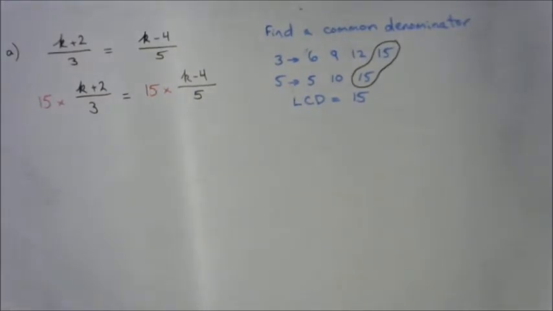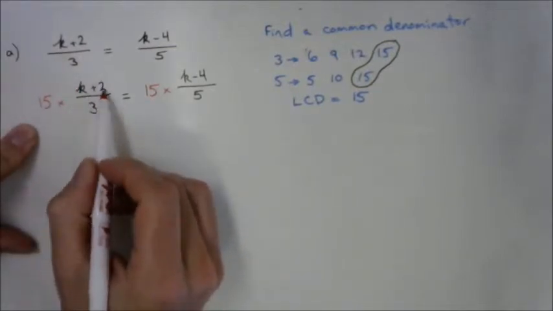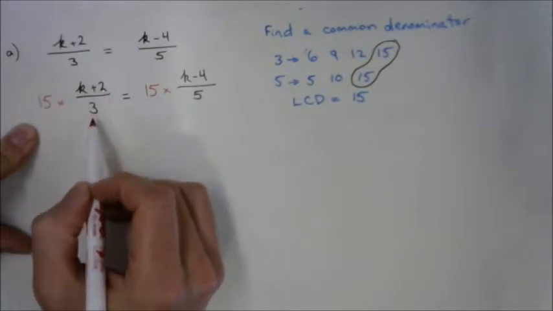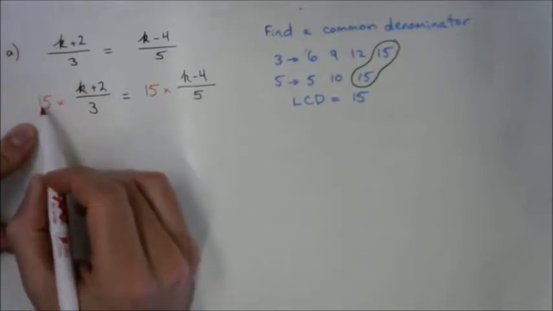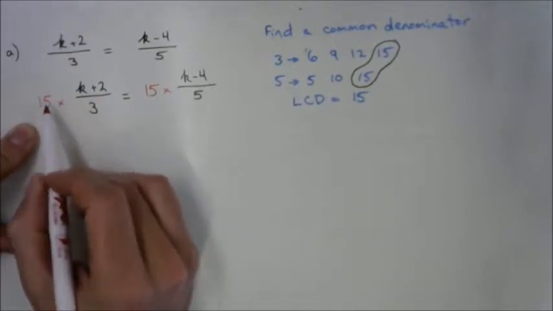Multiply both sides by the common denominator. Now, look at what happens over here. I have this group, k plus 2, that is being divided by 3 and multiplied by 15. That just takes out the 3.